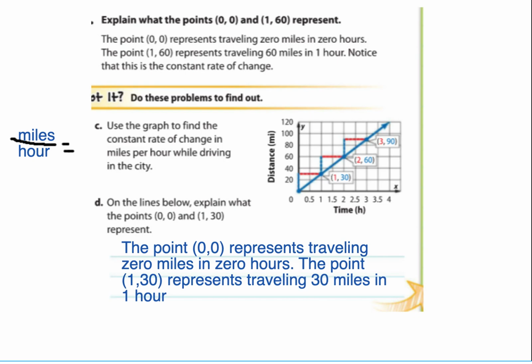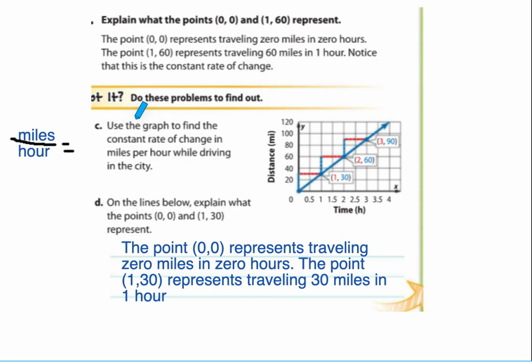What does the point (1, 60) represent? The point (0, 0) represents traveling 0 miles in 0 hours. The point (1, 60) represents traveling 60 miles in 1 hour. Notice this is a constant rate of change.